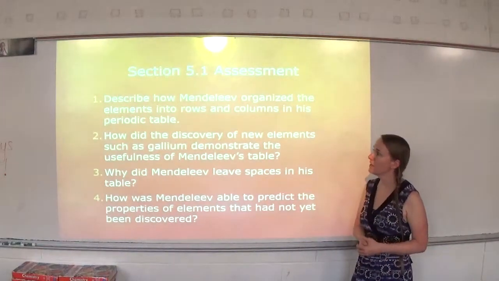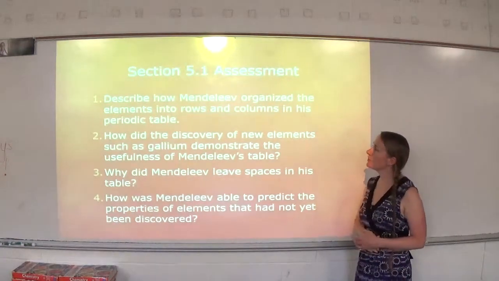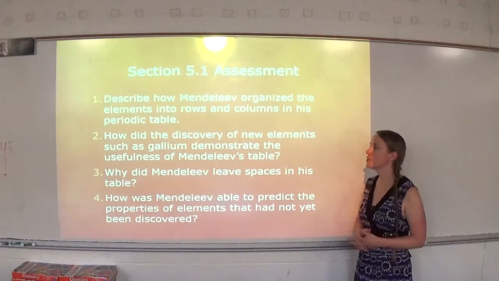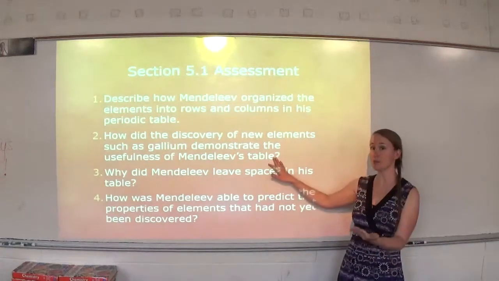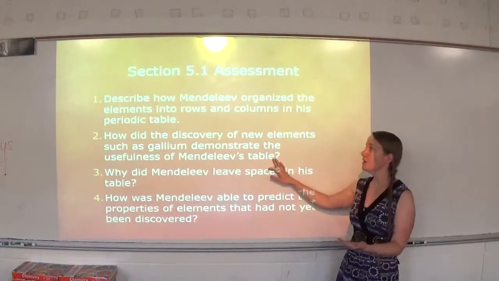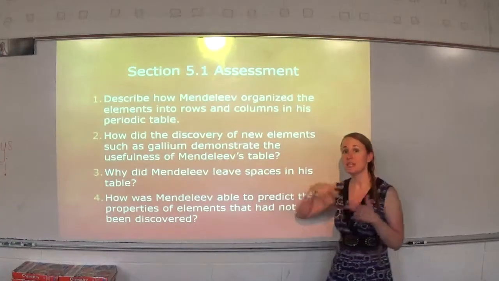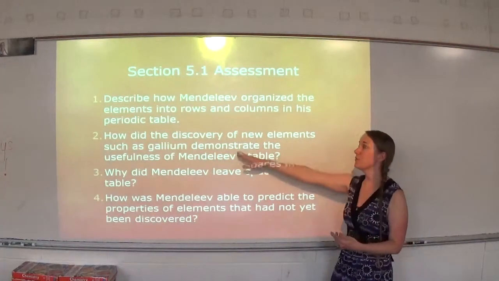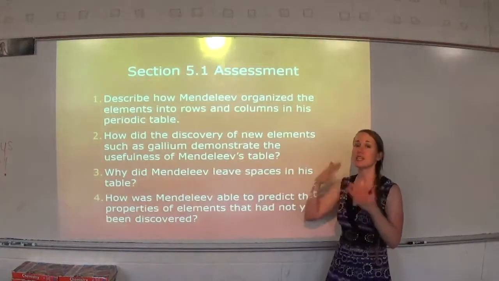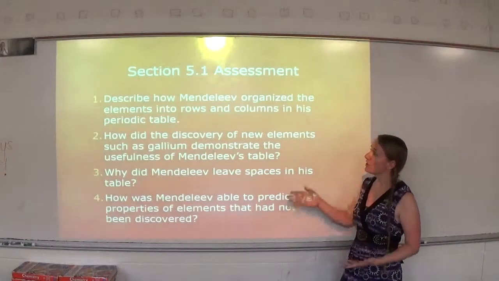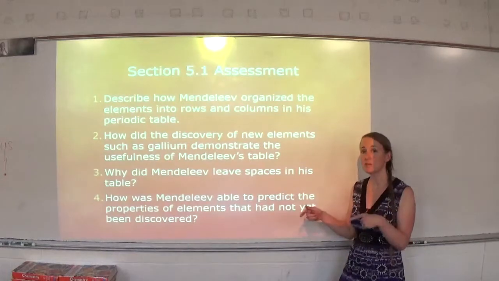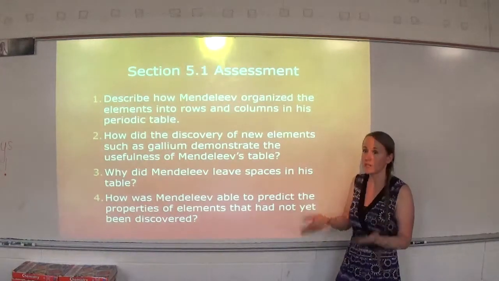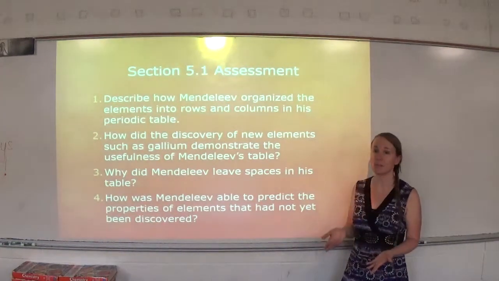Number 2, how did the discovery of new elements such as gallium demonstrate the usefulness of Mendeleev's periodic table? Remember, he would predict properties about elements that hadn't been discovered. Gallium hadn't been discovered yet, but he predicted properties, and then when they did discover gallium, it actually had those properties. So in other words, how did it demonstrate the usefulness? He could use his periodic table to correctly predict properties for elements that had not yet been discovered.